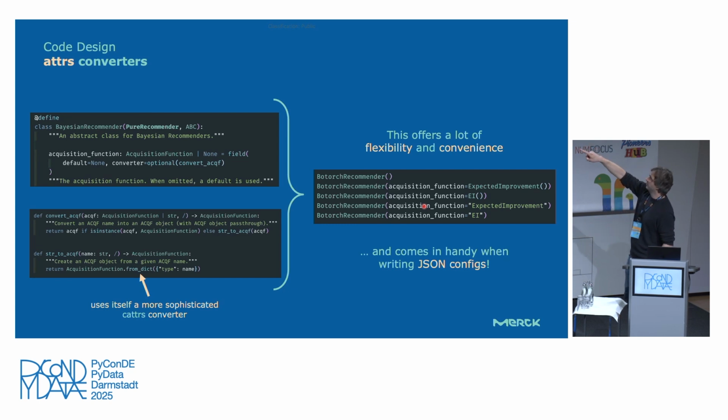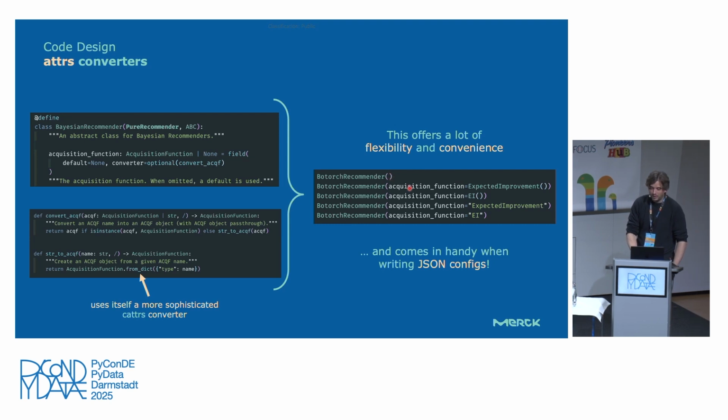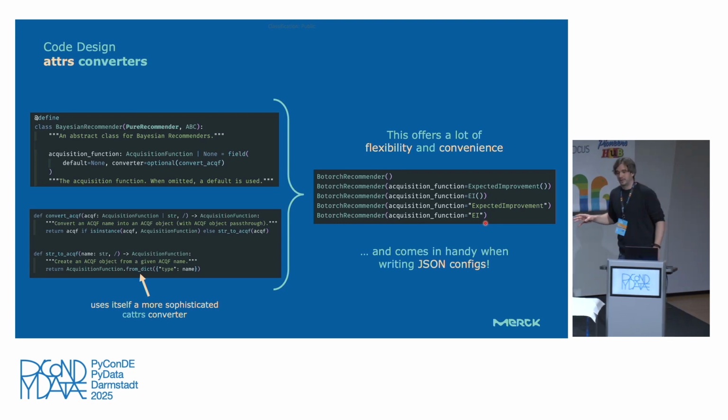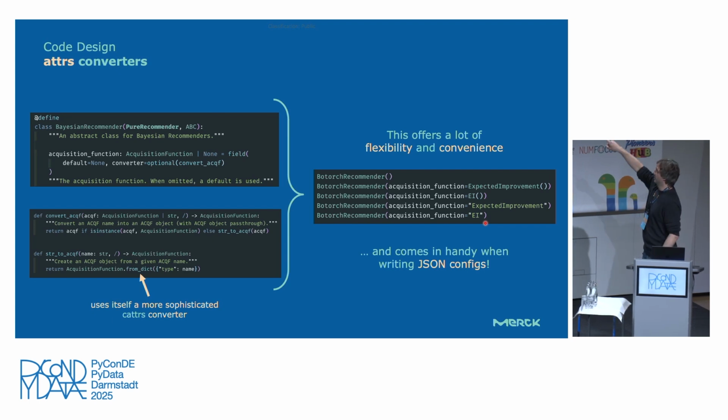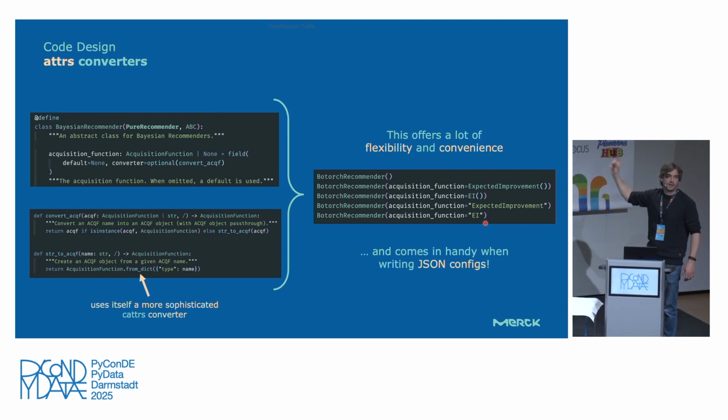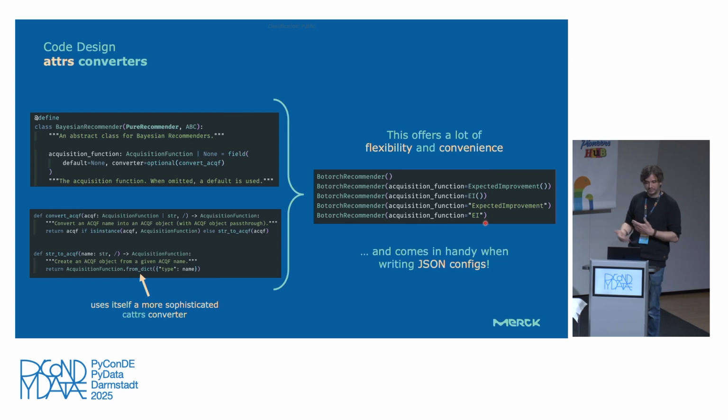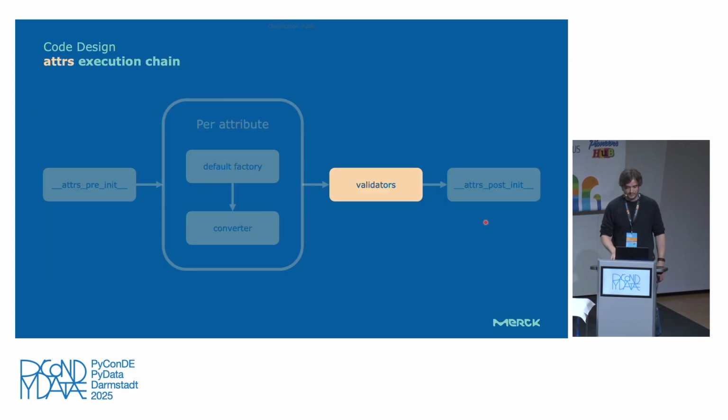Because it's an optional type, you can either leave the argument away, or populate it with an actual object of type acquisition function. But now, since I have the converter in place, I can also do things like string-based instantiation. And this is really nice, because if you think about defining things in terms of JSON, when you work with APIs, that means you can write the string literal right away in your JSON config. It just gives a lot of convenience and flexibility.